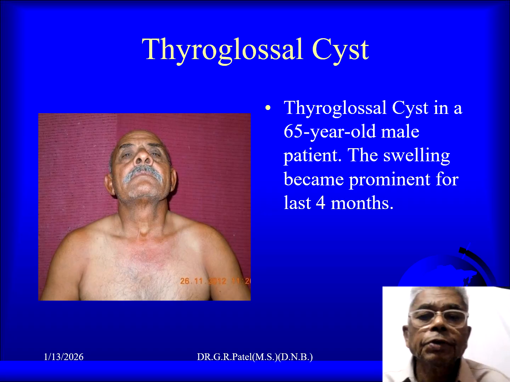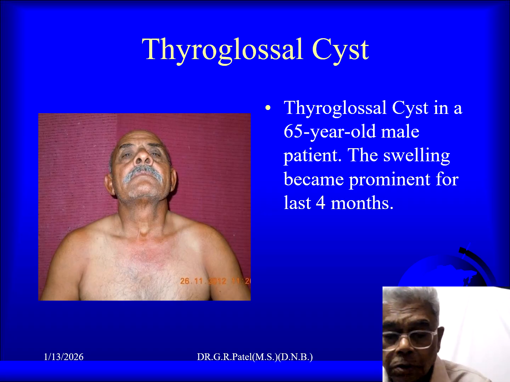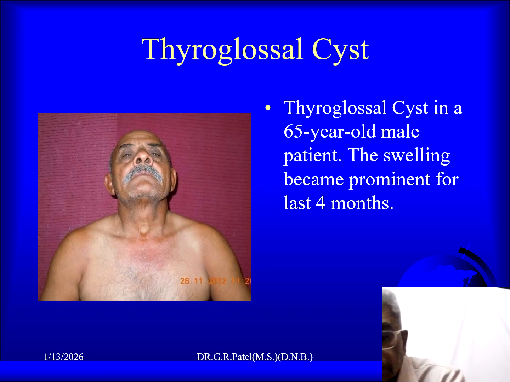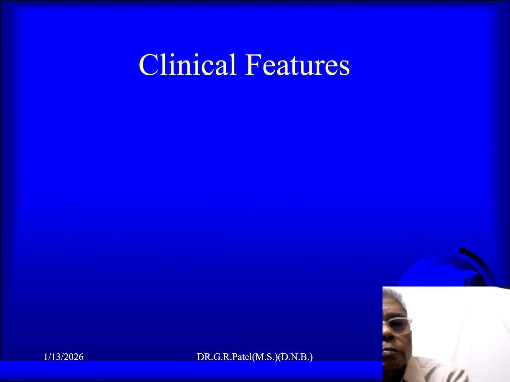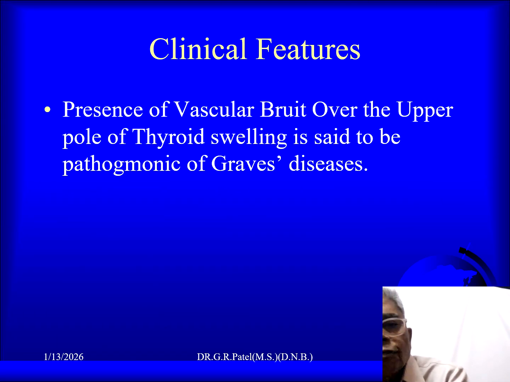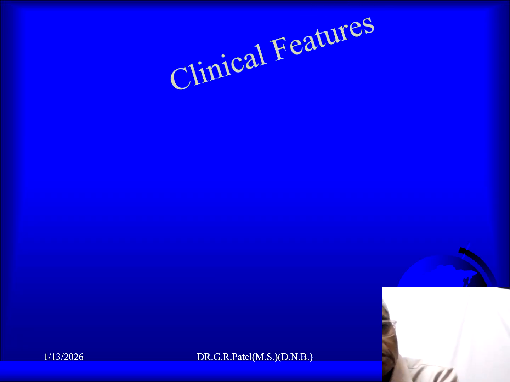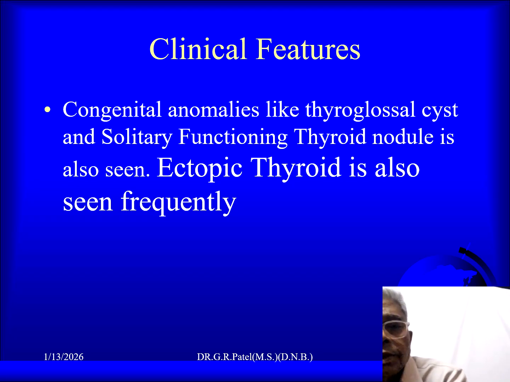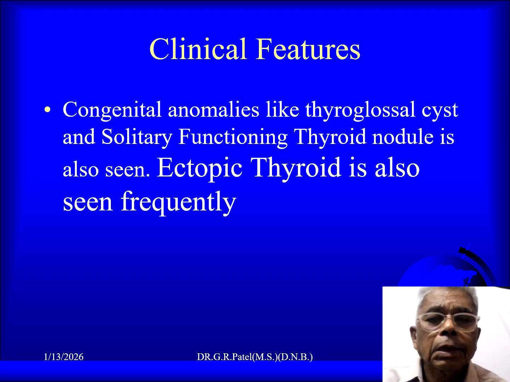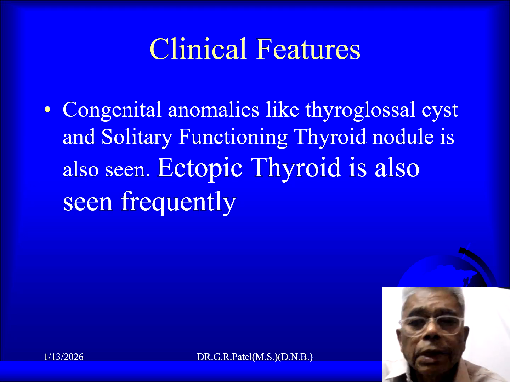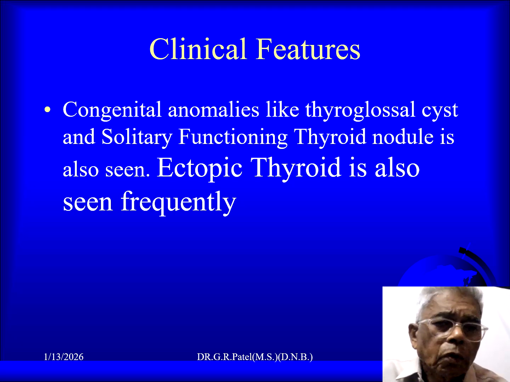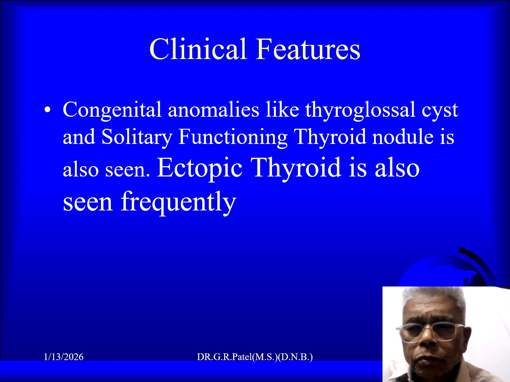Thyroglossal cyst in a 65-year-old male patient. The swelling became prominent for the last 4 months. Presence of vascular bruit over the upper pole of thyroid swelling is said to be pathognomonic of Graves' disease. Congenital anomalies like thyroglossal cyst and solitary functioning thyroid nodule are also seen. Ectopic thyroid is also seen frequently.